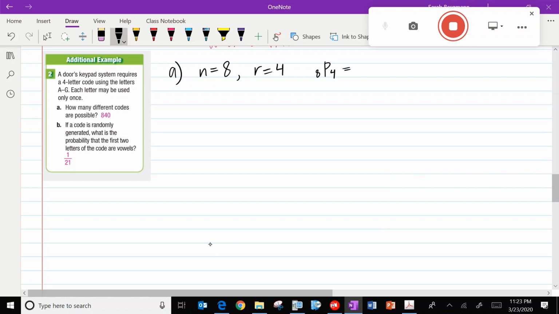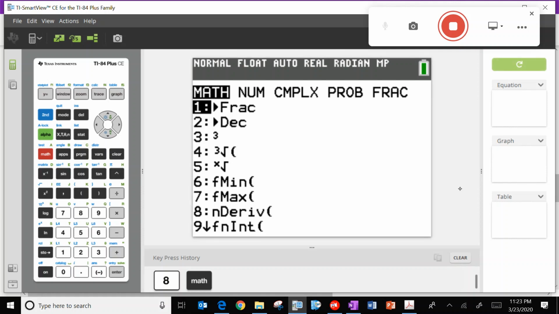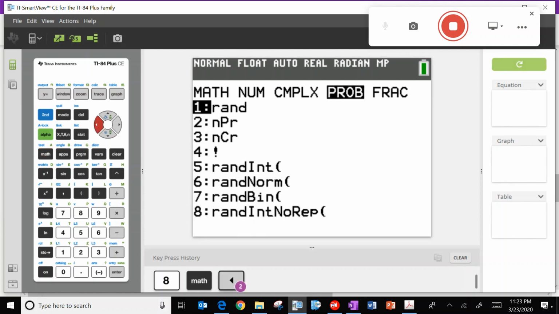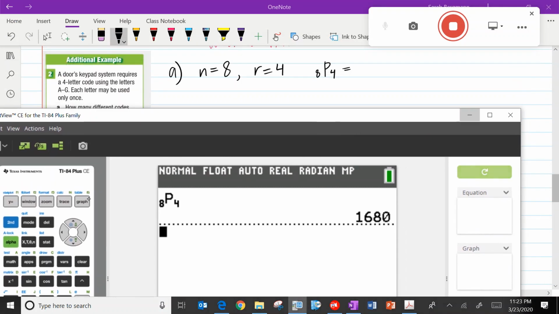So I'm trying to find 8P4. Now I need to show you a little trick. I don't know if any of you already figured this out, but on your calculator, if you go to the math button and you see PROB up at the top, you should see choice number 2 is a permutation, choice number 3 is a combination, choice number 4 is a factorial. Since I'm doing a permutation, I'm going to click enter on permutation, and it was 8P4, so I'll type that in, hit enter. There are 1,680 different combinations here.